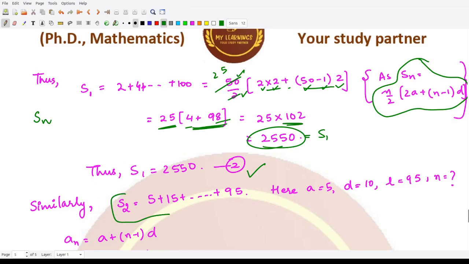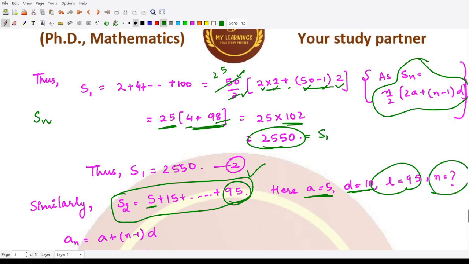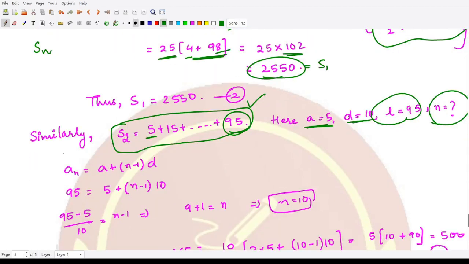Similarly, we can calculate our S2. Now this also forms an AP with the first term as 5, the common difference as 10, and the last term is known to us, that is 95. Again in this case we do not know the value of n. So we can very easily compute that using the formula for the nth term, which is a plus n minus 1 times d. Now you know the value of a, you don't know the value of n, which is what we have to calculate. We know the value of d, which is 10. So we can substitute the last term, which is 95 here.